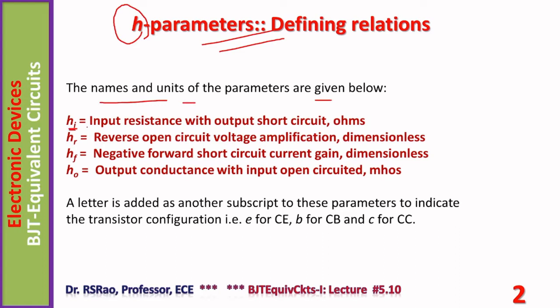Hi actually represents input resistance with the output short circuit. Hr represents a reverse open circuit voltage amplification. It is a dimensionless quantity. Notice this is a reverse open circuit voltage gain. Amplification means output by input. Voltage amplification means output voltage by input voltage. Reverse voltage amplification means input voltage by output voltage.